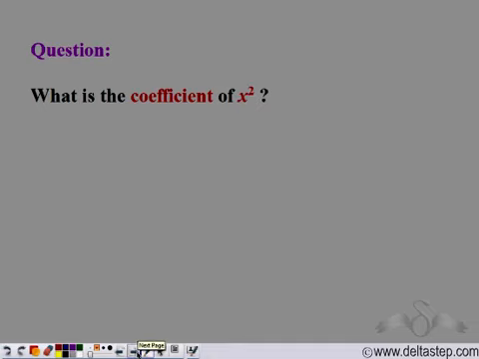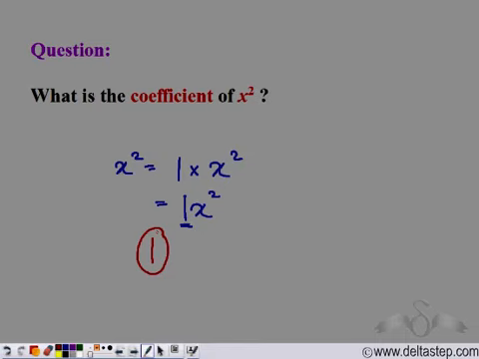What is the coefficient of x square? X square can be written as 1 into x square, that is 1x square. So now what is the numerical part of x square? It is 1. So the coefficient of x square is 1. So when the coefficient of any algebraic part is 1, we may choose not to write it. In fact, normally, if the coefficient of a term is 1, we do not write it. We simply write it like this.